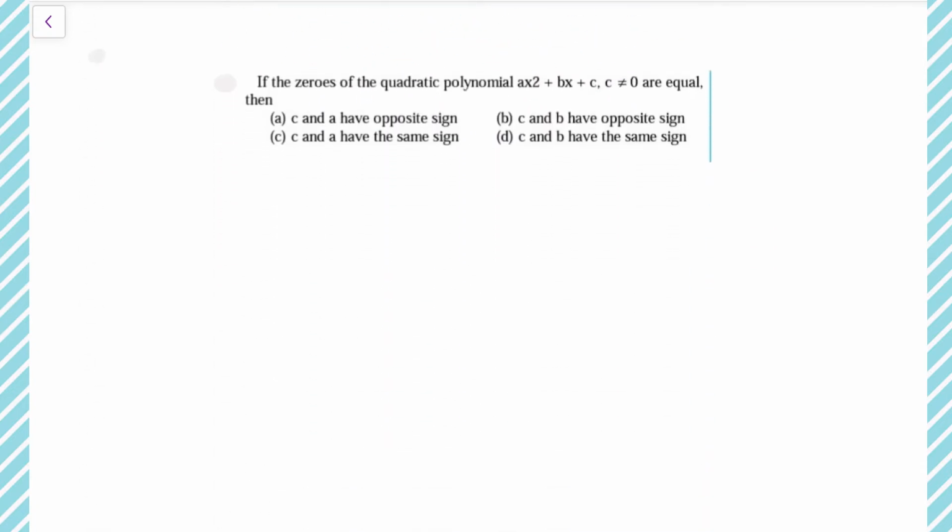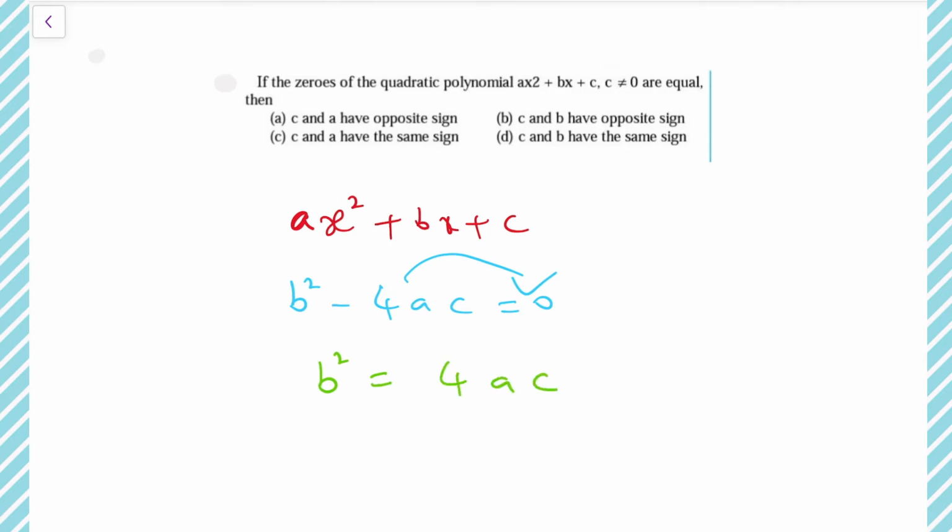Next, if the zeros of the quadratic polynomial ax square plus bx plus c, where c is not equal to 0, are equal, then which is the correct one? So here the given quadratic polynomial is ax square plus bx plus c, and he is saying that the zeros are equal. So what is the condition for zeros to be equal? That is, the discriminant is 0. That is b square minus 4ac should be equal to 0. Now this minus 4ac I am taking to the right side, then it will become plus 4ac. So b square is equal to 4ac.